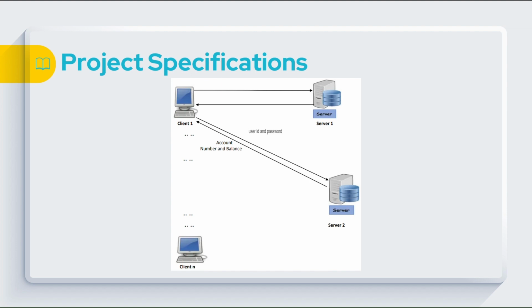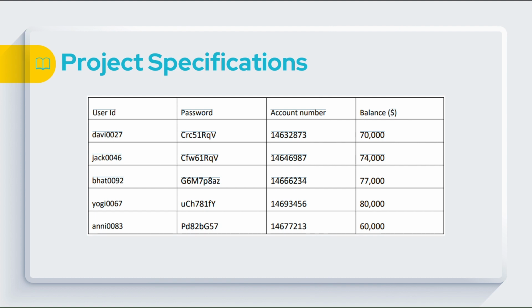Assume only the legitimate pairs of user ID and password will be accepted by the server as follows. These will be the five pairs of user ID and password we will be using. These are the associated account numbers and balance. Now let's move on to the requirements of the client and servers today. The client program requirements are that the client program must accept two command line arguments, the server's name and the port number to connect to. The command line argument should specify the server's host name or IP address and the port number.